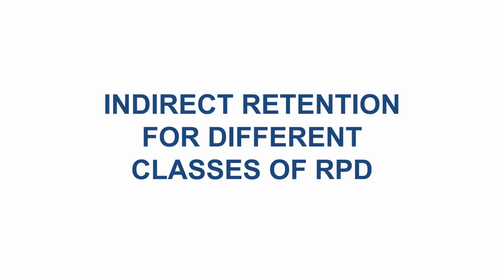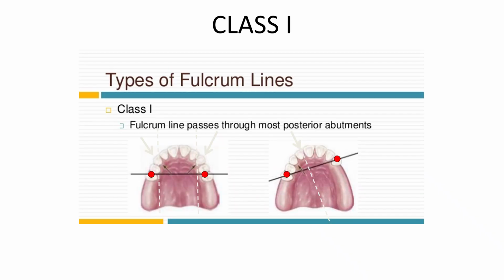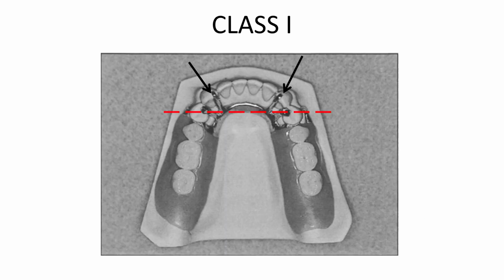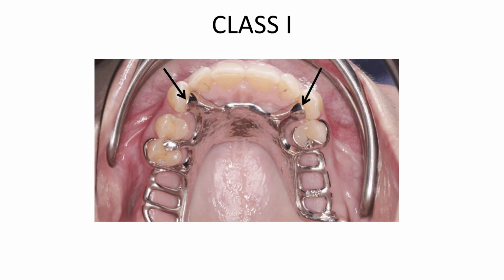So we'll go and see the indirect retention for different classes of RPD first. So this is the position, the two red dots show the fulcrum lines or the primary abutments. And if we draw two lines perpendicular to this, we end up having the canines as the position for the indirect retainer for the class 1. So this is the example. It's a clinical case where you can see the indirect retainers placed on the canines. So this is the clinical photo.